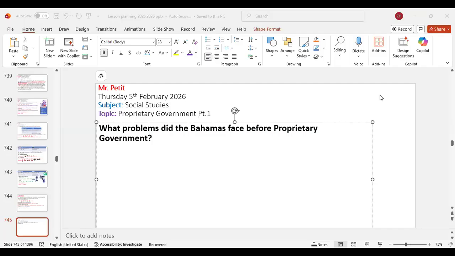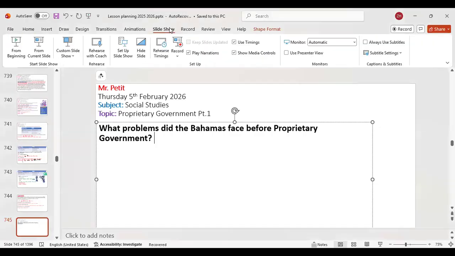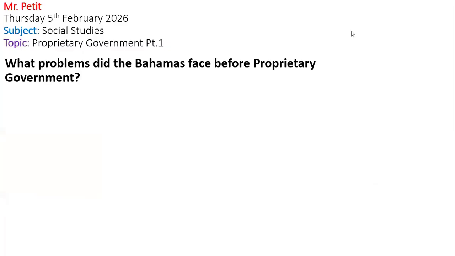Now remember, they still had freedom. Remember, we talked about why the Eleutheran Adventurers came to the Bahamas. They came for freedom, but they were living in basically abject poverty. So you have poverty, lawlessness, and the decline of local resources, and that made the Bahamas in a bad state. So, in your own words, can you tell me what problems the Bahamas was facing? Anyone can tell me before we write it down.